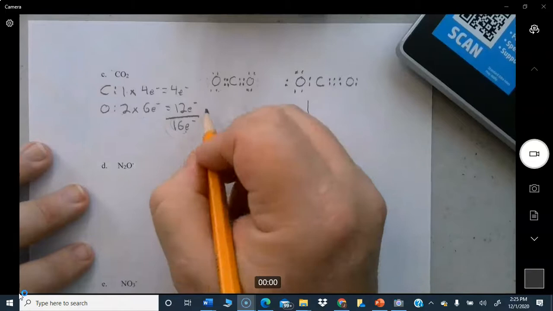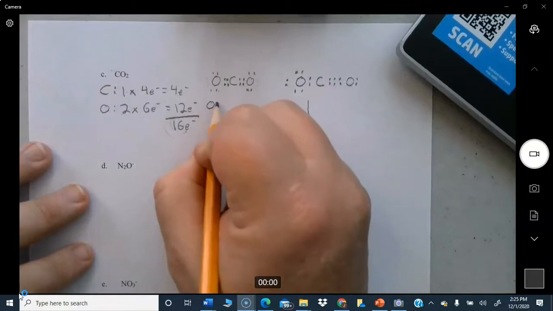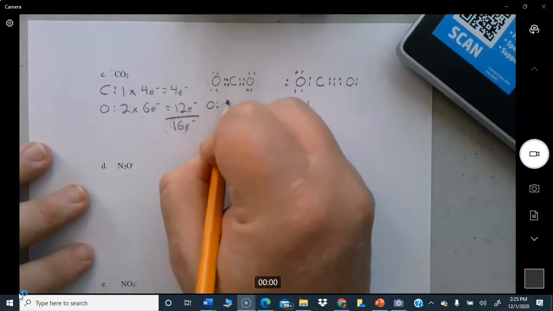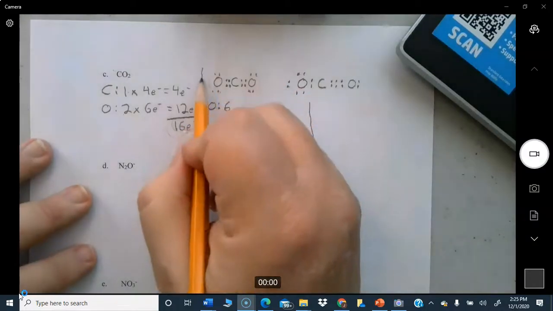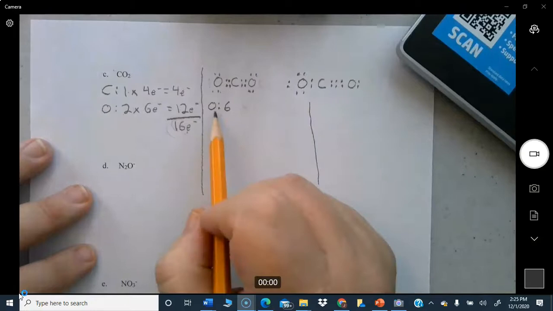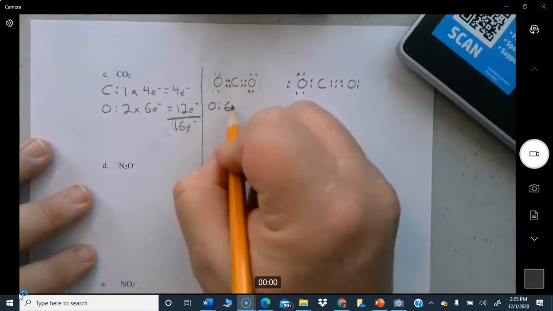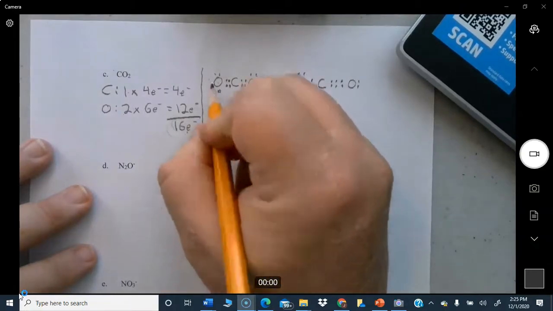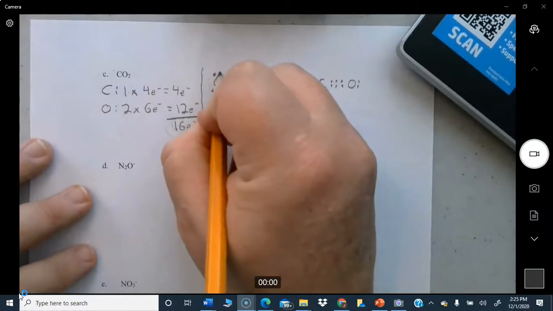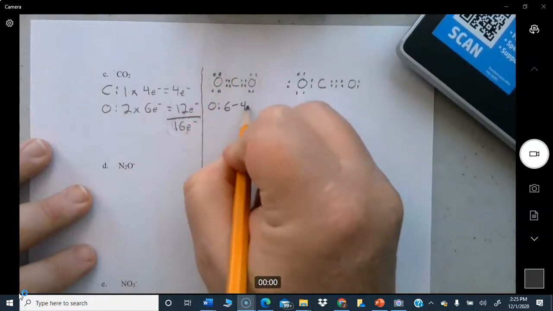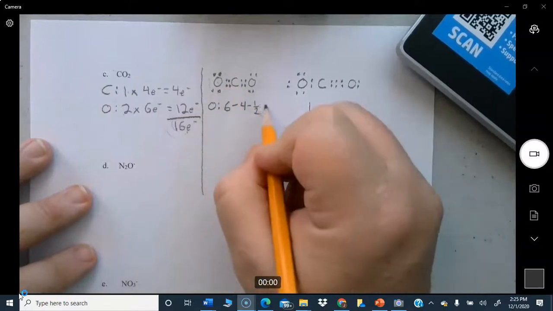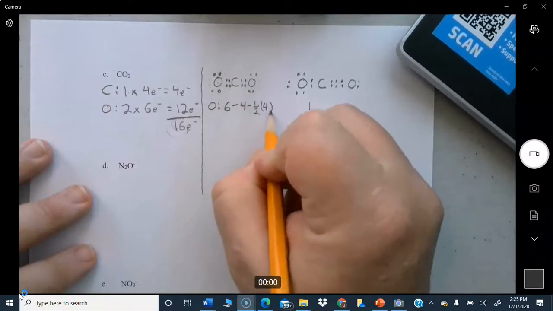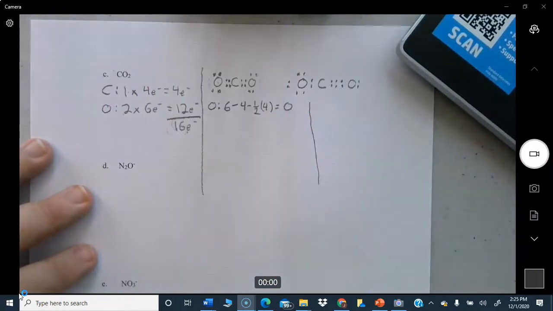So we'll start over here. Oxygen, you always start off with the number of valence electrons that the element has in its natural state. And that's 6 for oxygen. Minus how many lone pair? So 1, 2, 3, 4. Minus 1/2 of the bonding. 1, 2, 3, 4. 6 minus 4 is 0.